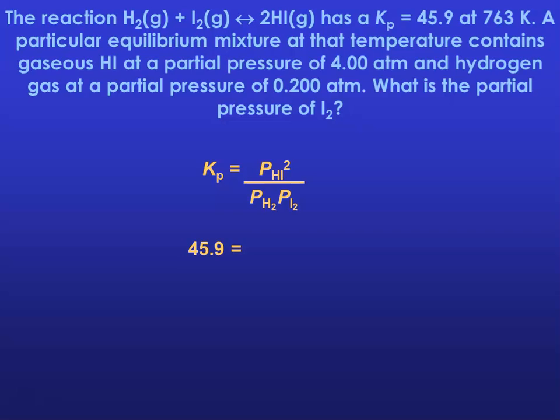We don't have to necessarily set up an ICE chart for this because we don't have any initial values. We only have equilibrium values. We know what our K is, we know what our pressure of HI is, and we know what our pressure of hydrogen is. We should be able to use those pieces of information to find the pressure of iodine. And if I go through and do the math, all 3 of those values have 3 sig figs. The partial pressure with respect to iodine for this equilibrium mixture at 763 Kelvin would be 1.74 atmospheres.